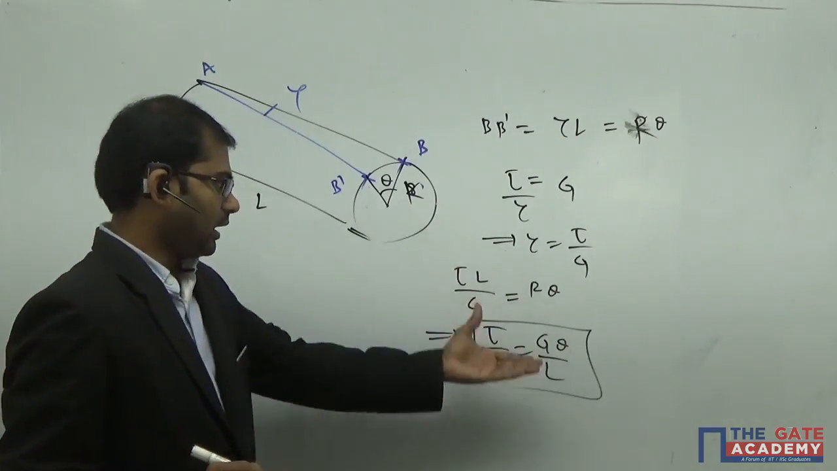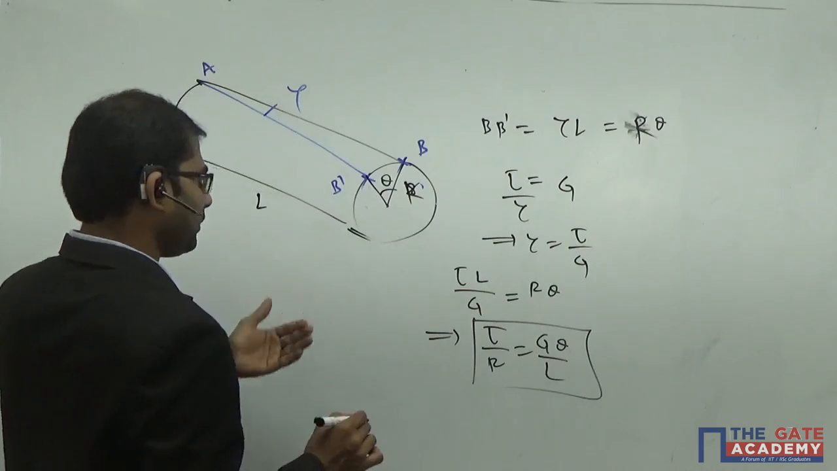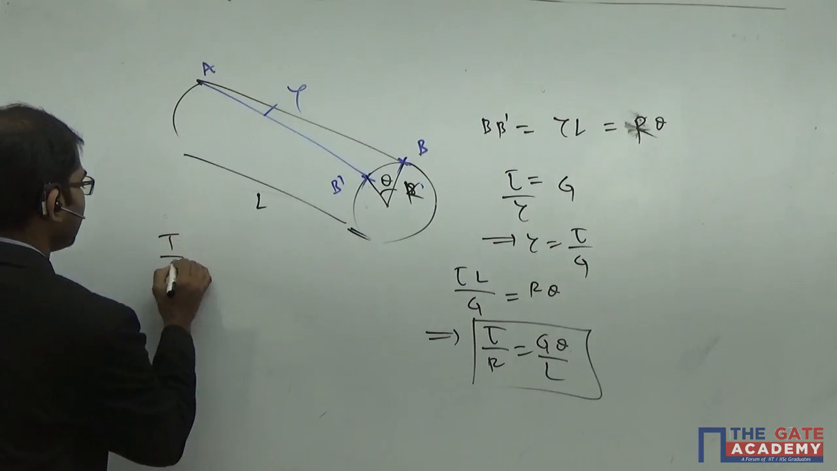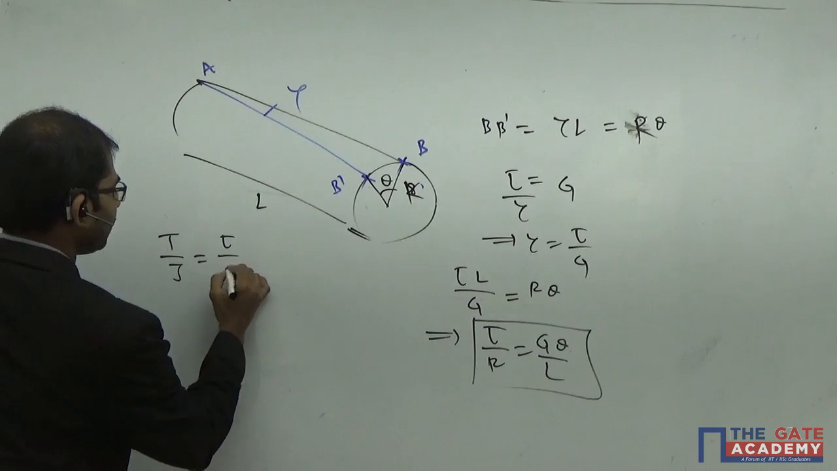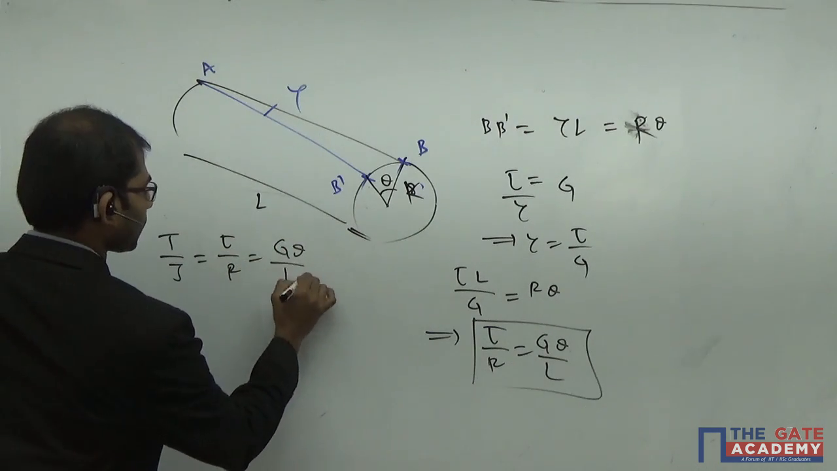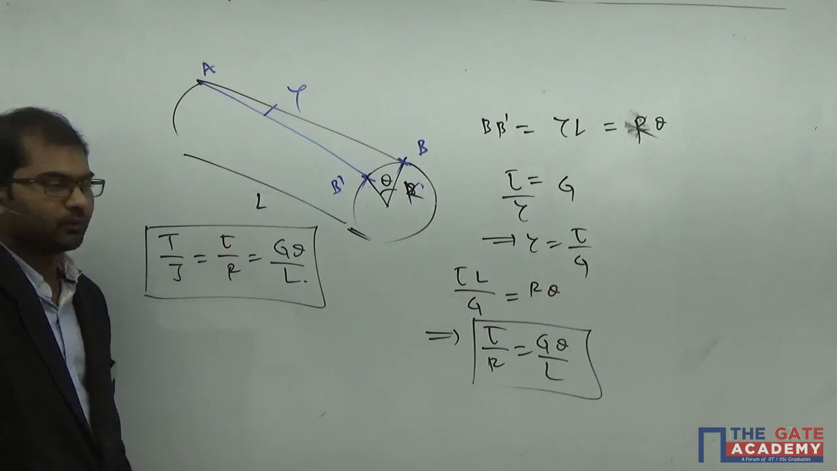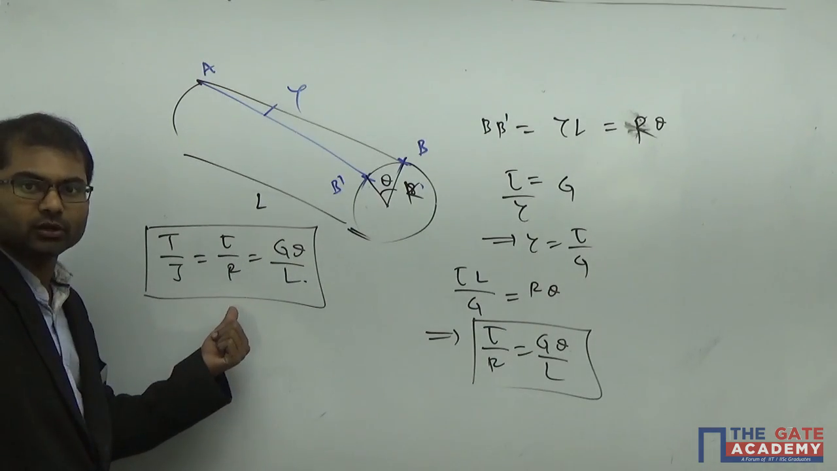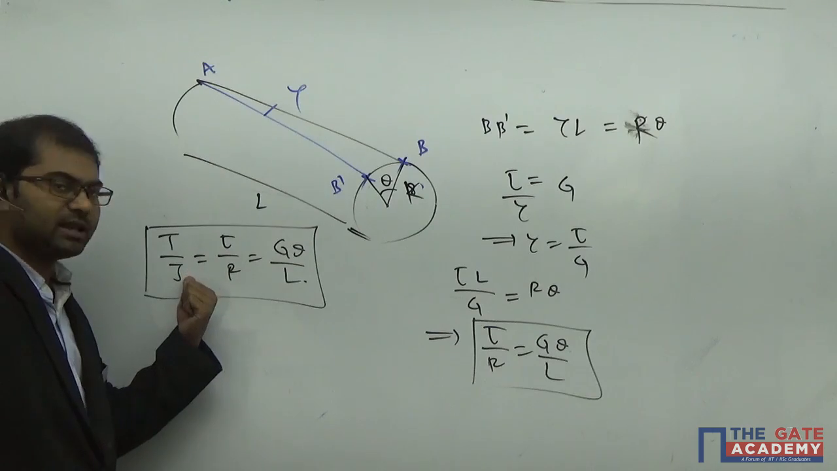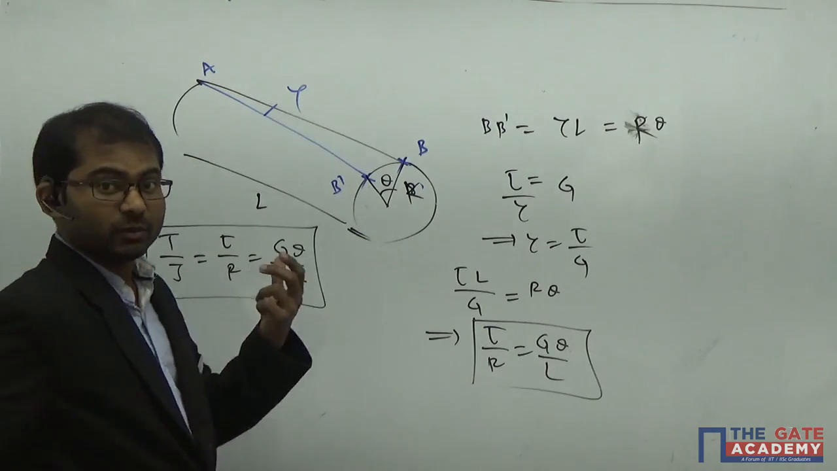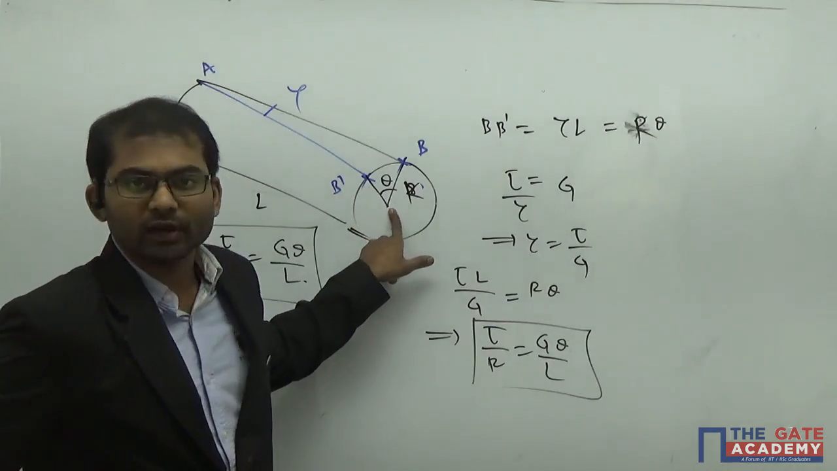This is a partial formula here, and the remaining part of this formula is T by J. I'm not going to give the proof here, but I'm giving you the formula. So T by J is equal to tau by R is equal to G theta by L, where J is the polar moment of inertia. That means moment of inertia about the longitudinal axis here.